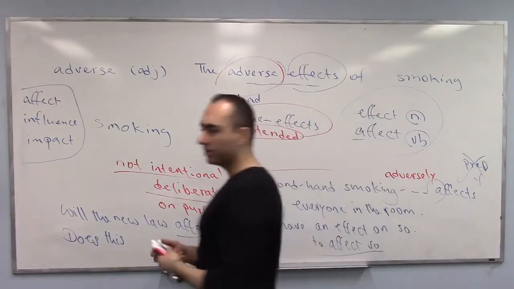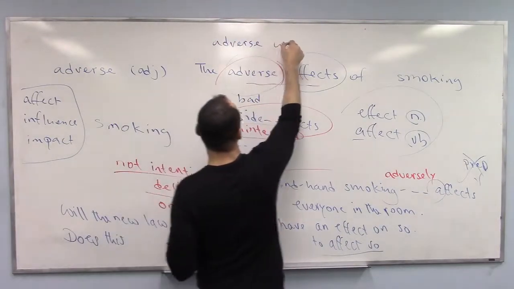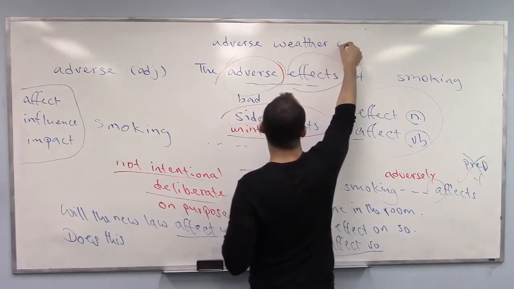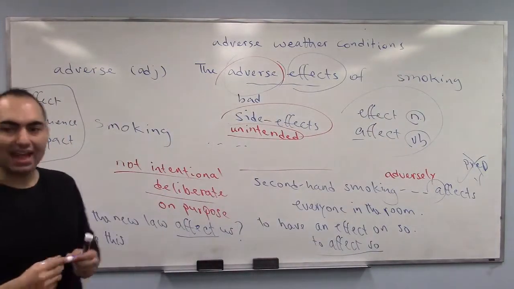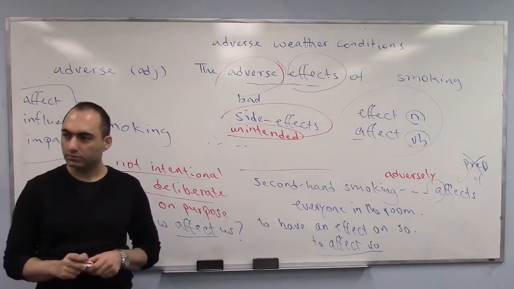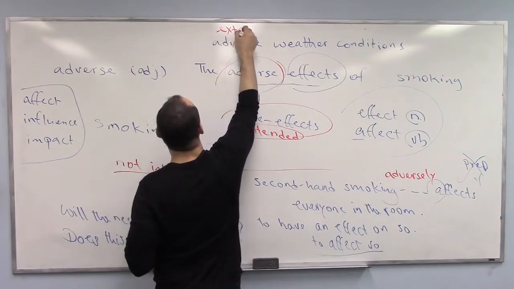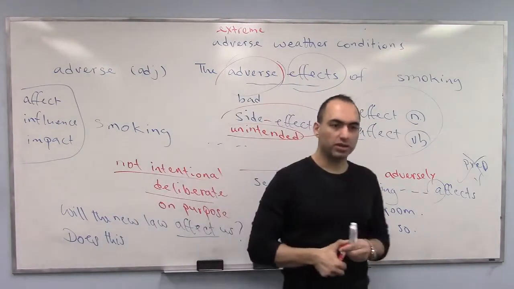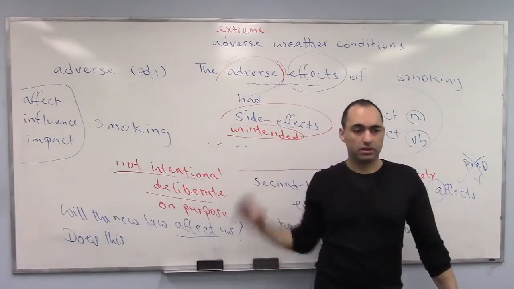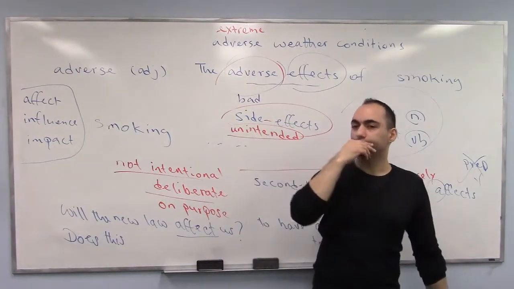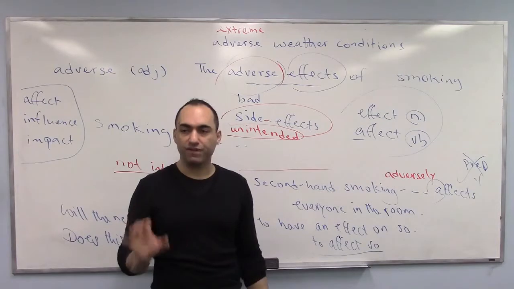Adverse weather conditions. That's something that we hear all the time. So, next time you want to say bad weather conditions, say adverse weather conditions instead. We also have extreme weather conditions, right? Extreme weather conditions would be like a tornado or terrible conditions that are so hard. But adverse weather conditions, so the team played, they had to face adverse weather conditions.